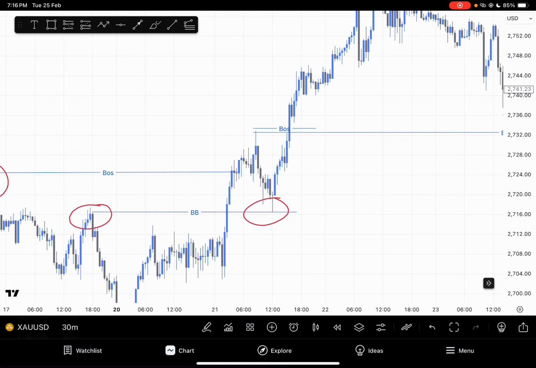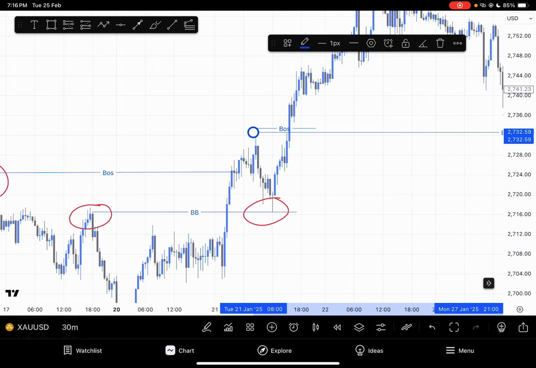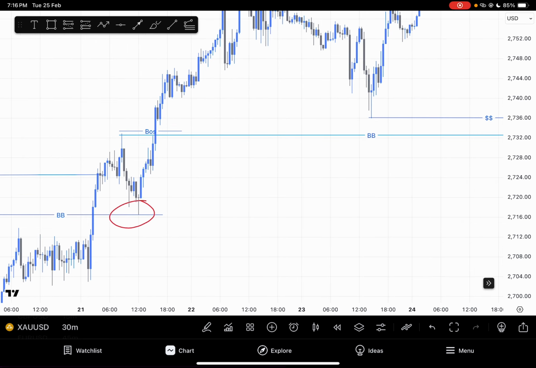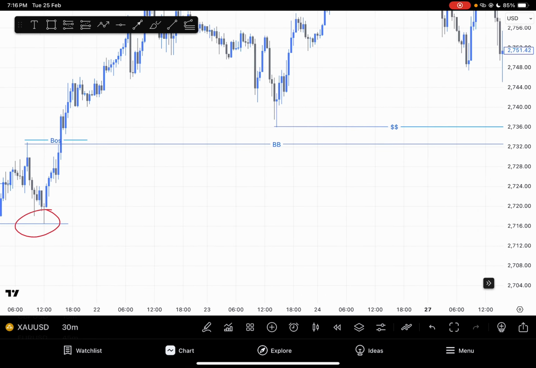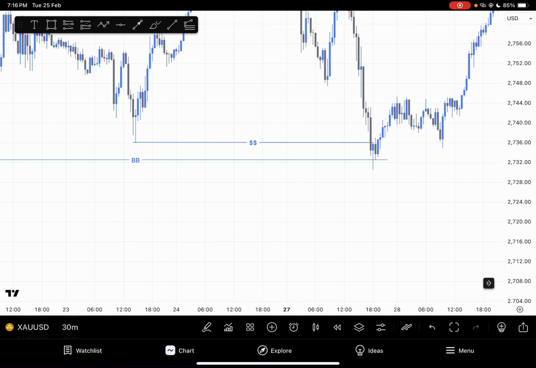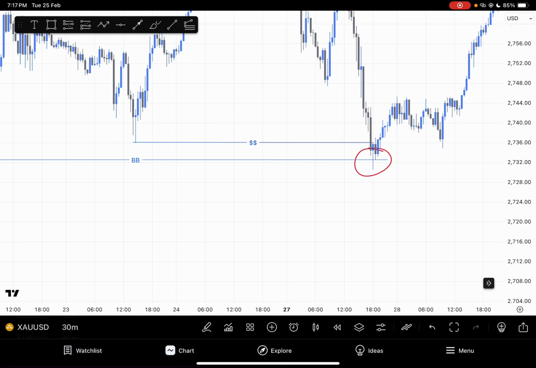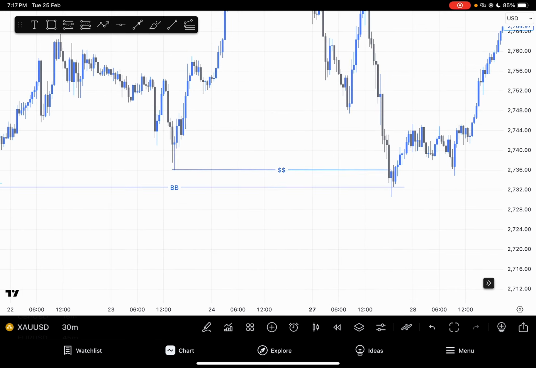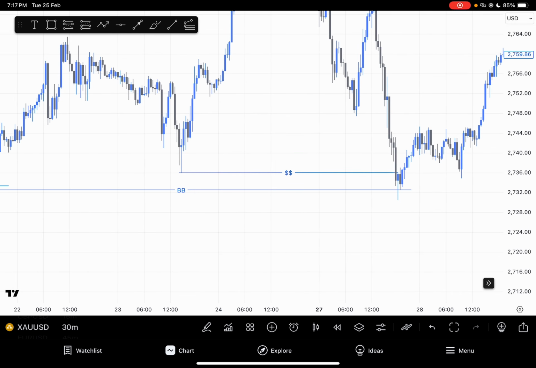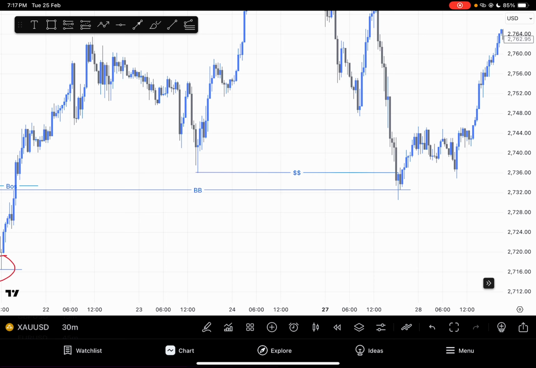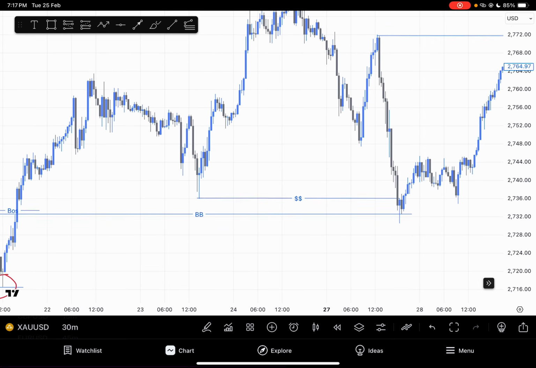So you see I drew that blue line on top, then I indicated that as my breaker block. If you trace it back, you see price came back, tapped on the breaker block, then distributed to the upside. When taking trades on gold, most especially gold, always try to use breaker blocks. Avoid using order blocks, because most times price will eventually disrespect your order blocks and use the breaker block.